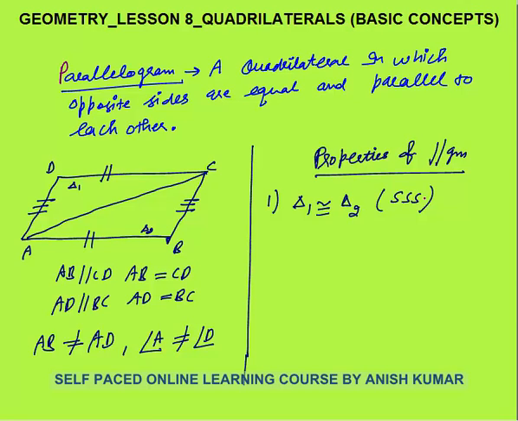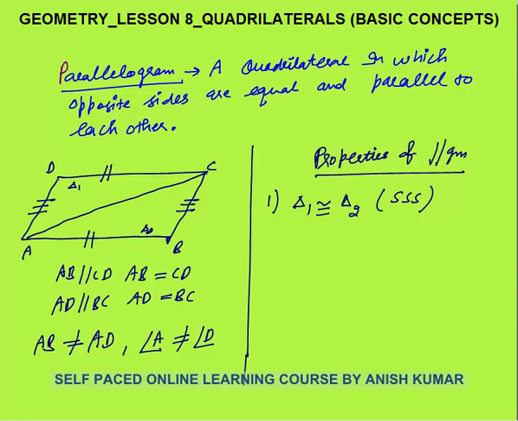AD and BC are equal. Same way AB and CD are equal and AC is the common side. So triangle 1 is congruent to triangle 2 by SSS congruency. It means that the diagonal will divide the parallelogram into two triangles of equal area. The areas of these two triangles will be equal.